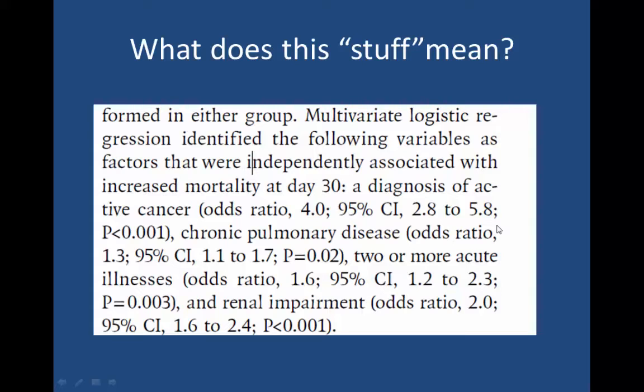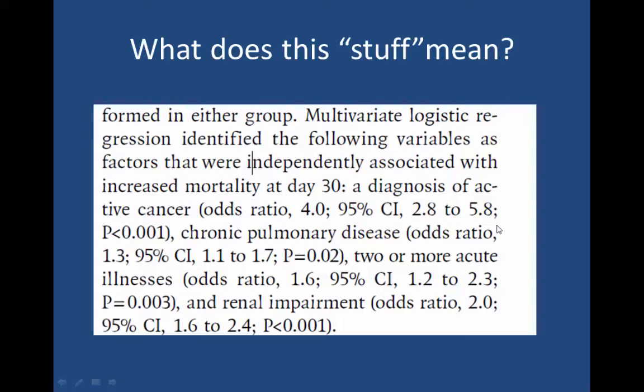Now we come to another diagnosis. What if you had chronic pulmonary disease? What were your odds? So I look at it and it was 1.3. The confidence interval value does not include the value of 1. If I count from 1.1 up to 1.7, I don't go through the value of 1. It would be down on this side. So the p-value will be statistically significant.